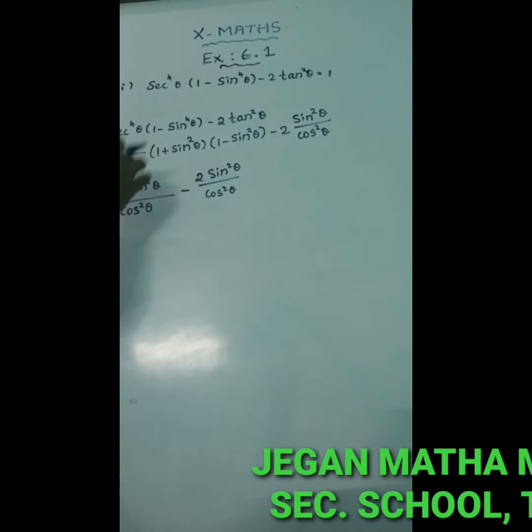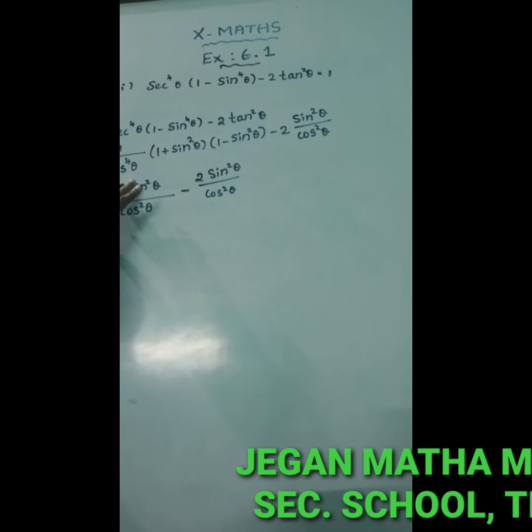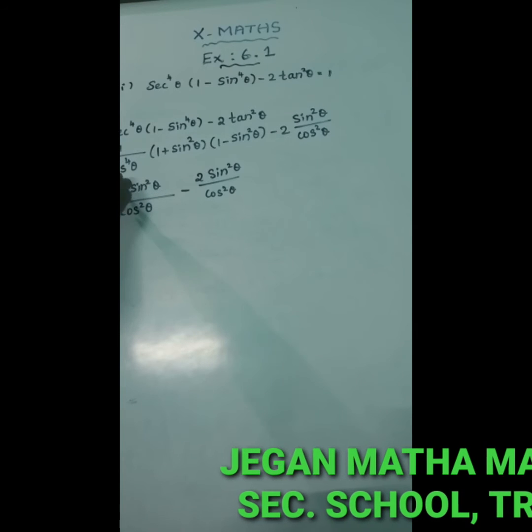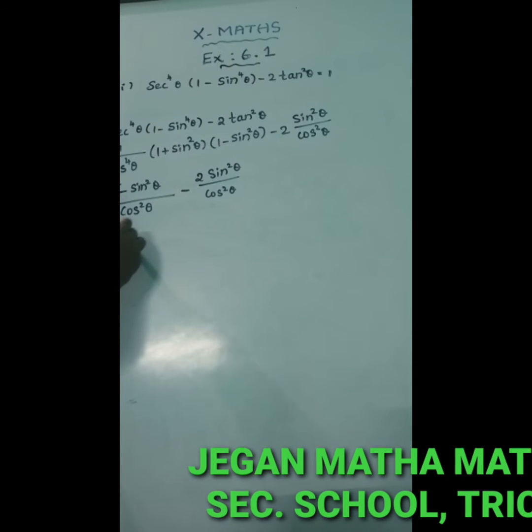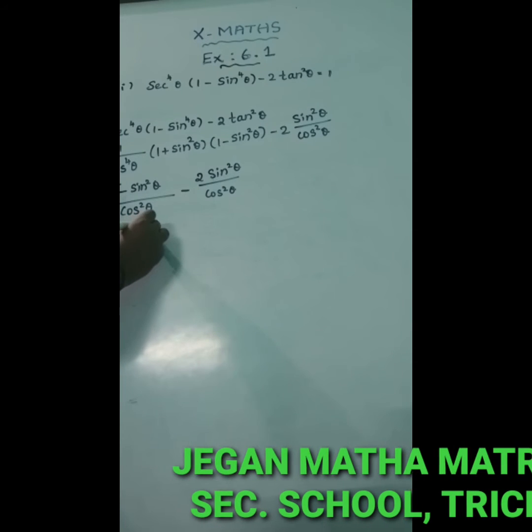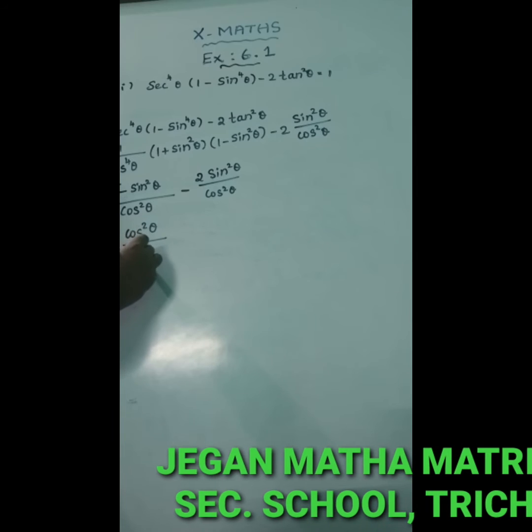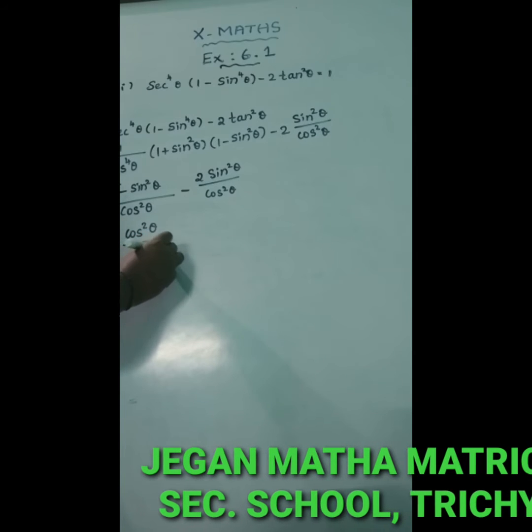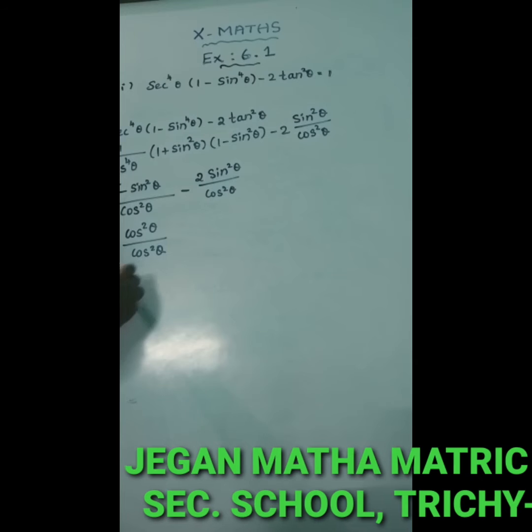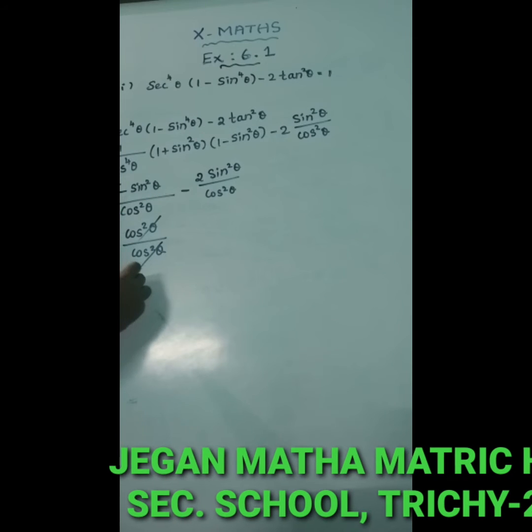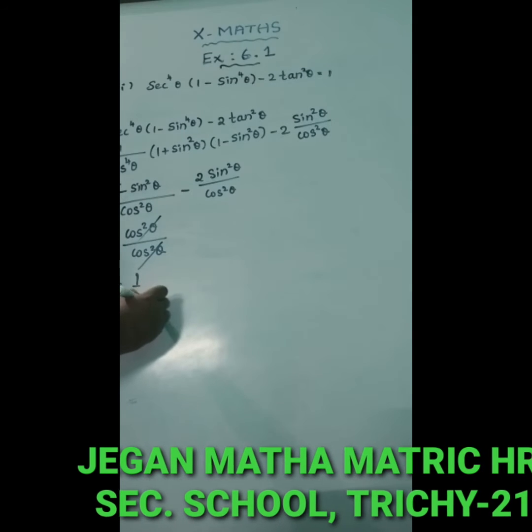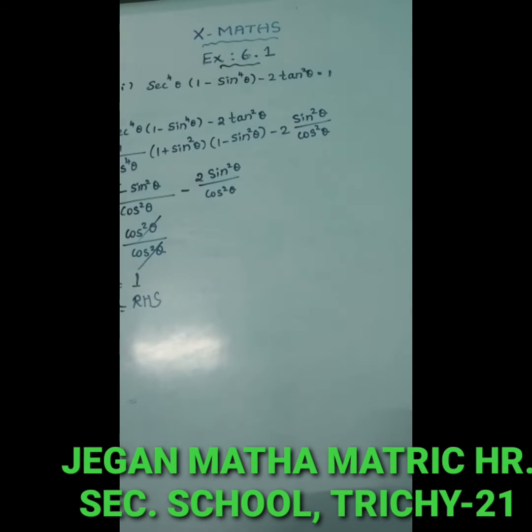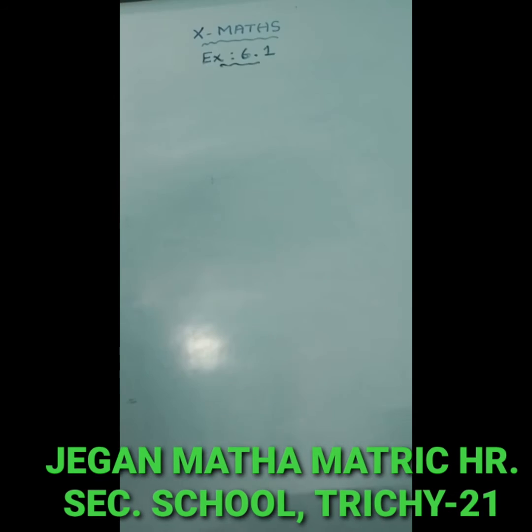So a plus b into a minus b, we have a square minus b square. So 1 square minus sin square theta, that is cos square theta. So cos square theta divided by cos square theta, we cancel, and we have 1. This is the right hand side. So this is the solution for the first one.